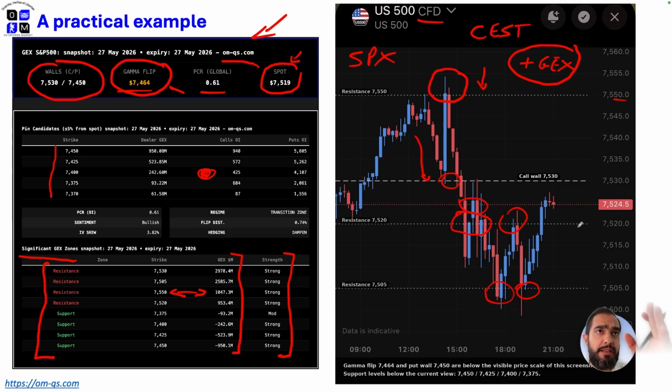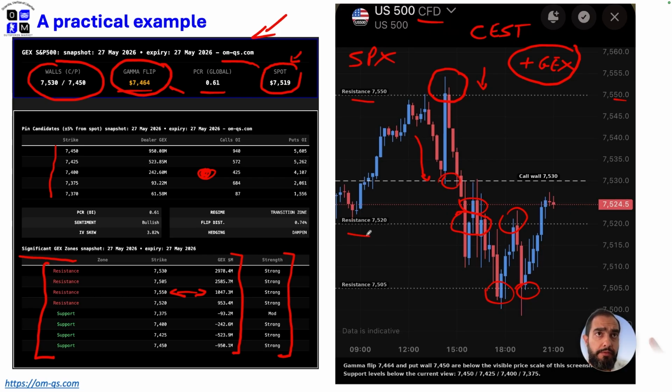And you can get this. You know how I did that? It's quite easy. I took the information from the OMQS, placed this into ChatGPT, also with the chart, and said, look, plot to me. And then ChatGPT plotted the resistance.